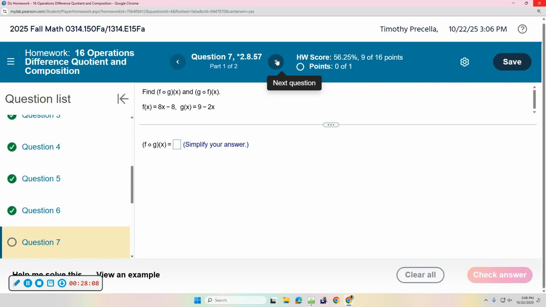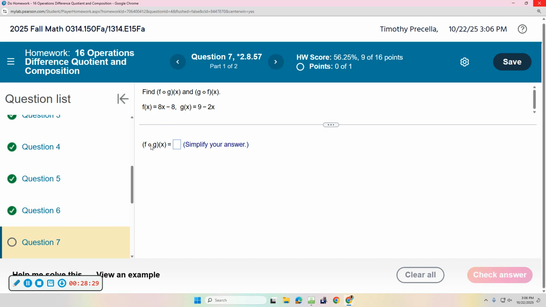Now we're going to continue on. We still have 7, 8, 9, 10, and 11. 7 more of this f o g and g o f stuff. So here's problem 7. Notice the instructions. A composition at a number. That's what we've been finding. We've been finding a composition at a number, and the final answer was a number.